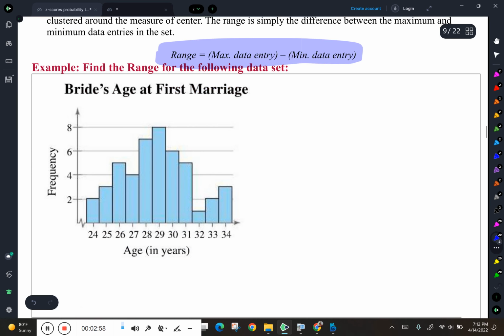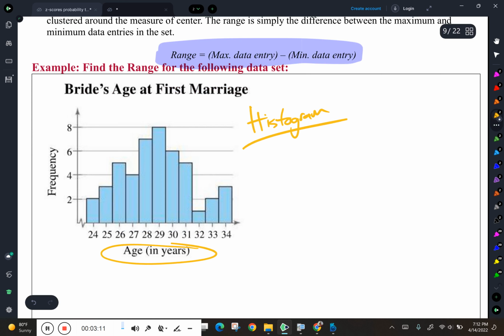So here's our first example. We'll take a look at it. This is a histogram. Our horizontal axis is the age in years. Our vertical axis is the frequency. So this is a frequency histogram for the bride's age at first marriage.